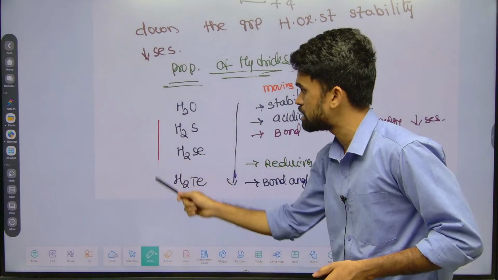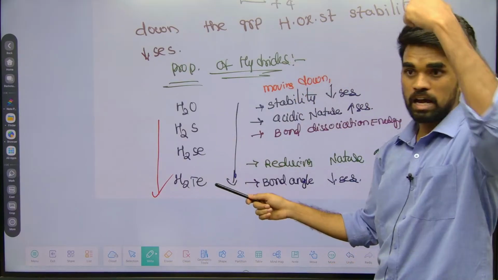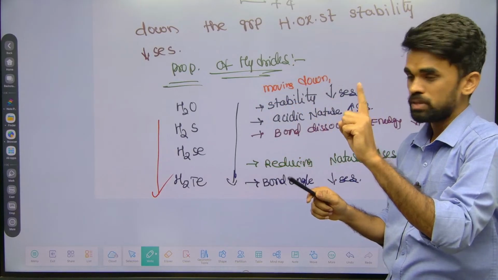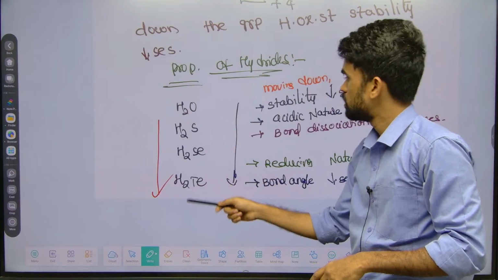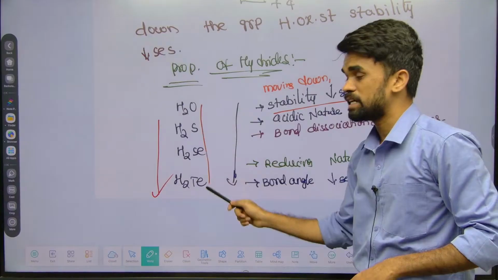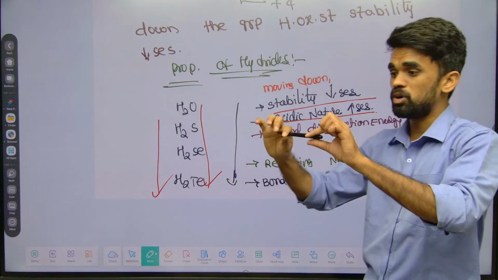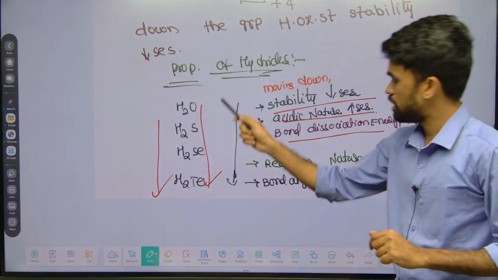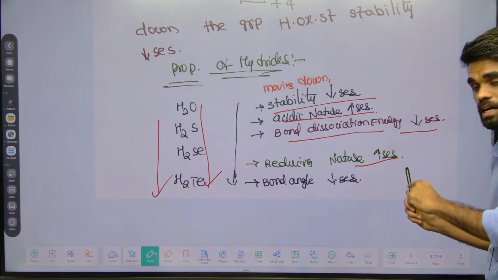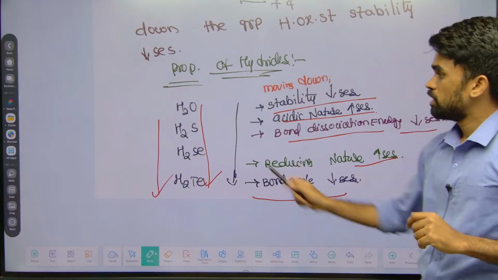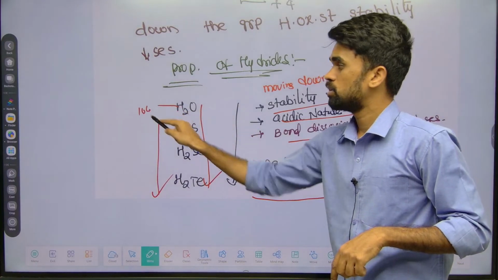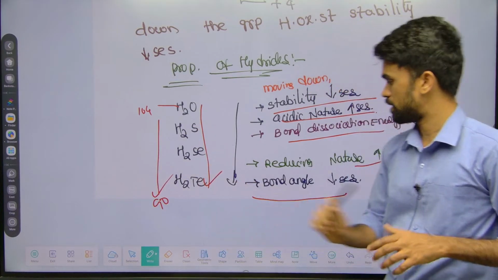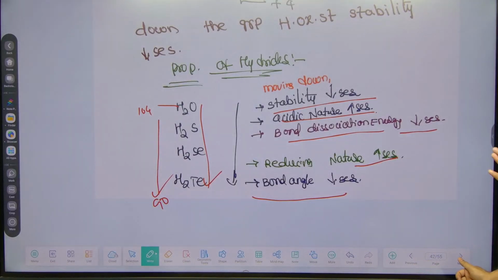What about the stability of hydrides down the group? I already explained this for the 15th group. Hydrides of the 15th group or 16th group, definitely one question. Down the group, what happens to the stability? Decreases. What did I tell you about acidic nature? Increases. Stability decreasing means bond dissociation energy also decreases. Reducing character increases. Bond angle, what did I tell you? Decreases, from around 104 to around 90. So it is decreasing down the group. You can write these orders.